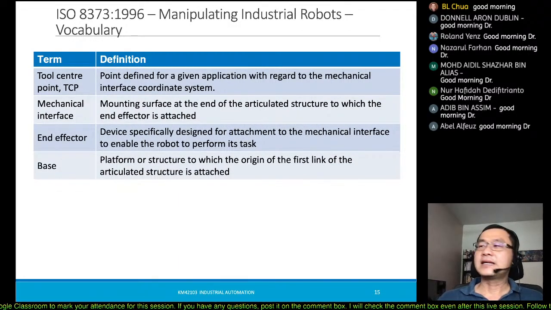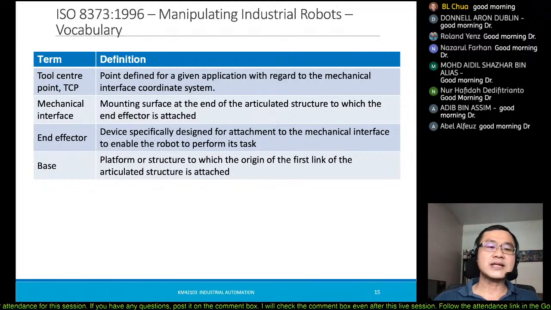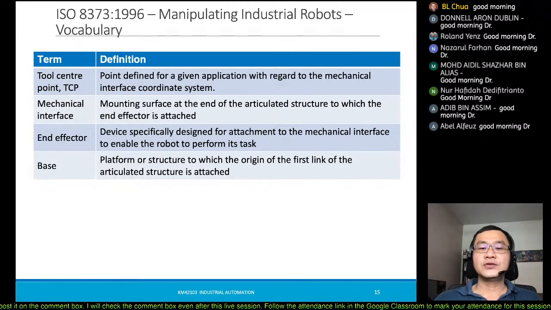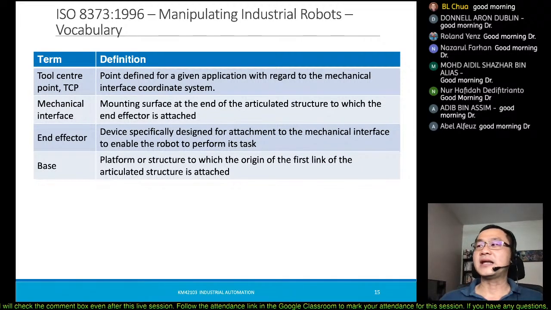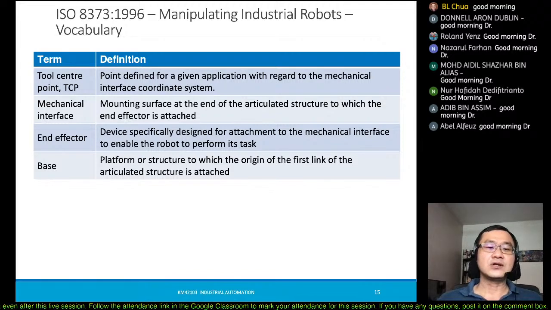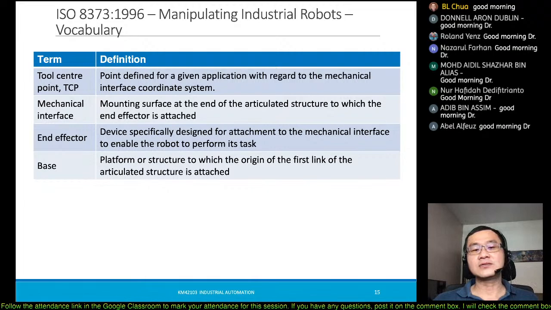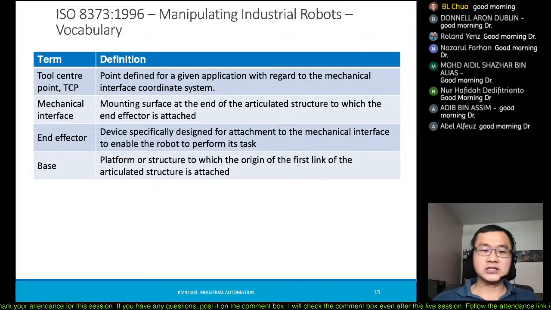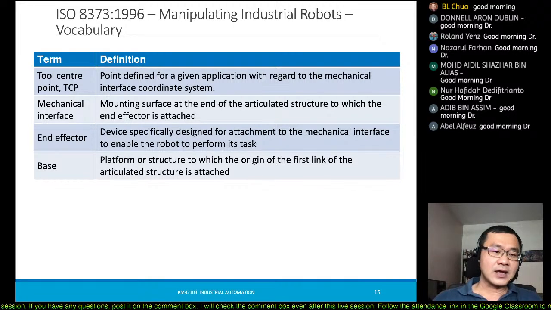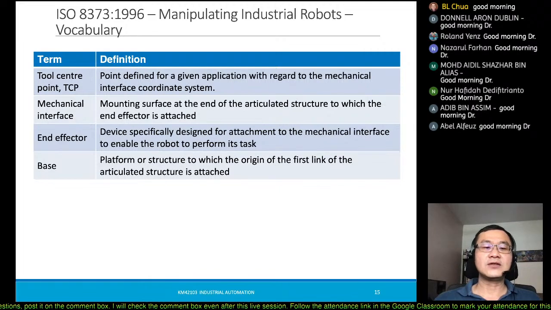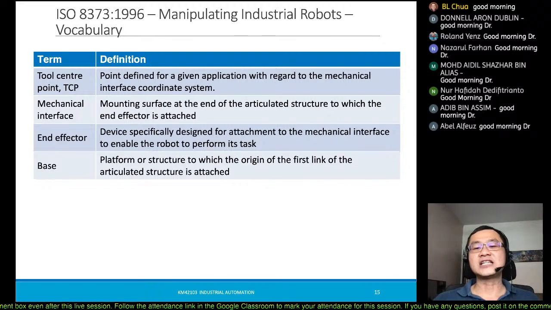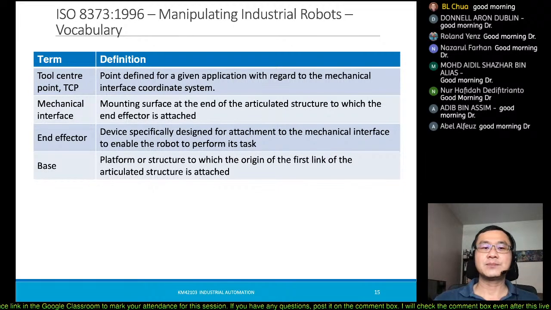Here are a few more vocabularies, including the tool center point, TCP. This refers to the point with regard to the mechanical interface coordinate system. Then we also have the mechanical interface, which refers to the mounting surface at the end of the articulated structure. Then we have the end effector, which is defined as the device specifically designed for attachment to the mechanical interface to enable the robot to perform its particular task.